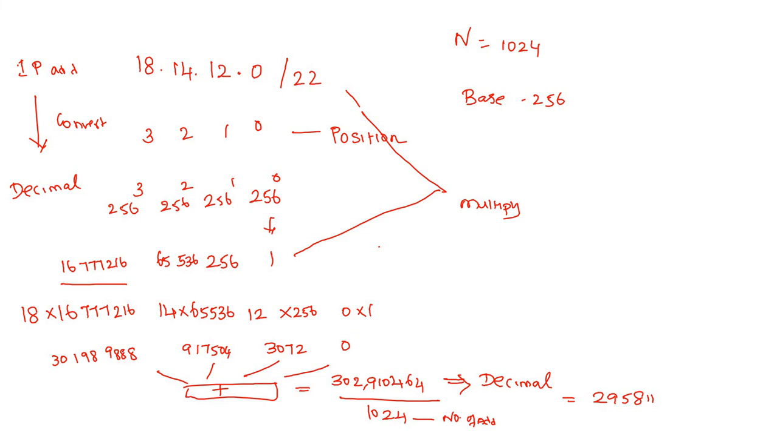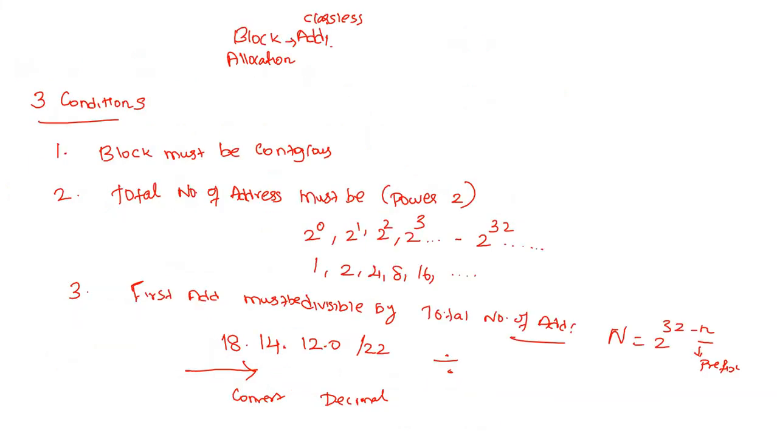To allot the blocks in classless addressing, we have to satisfy these three conditions. The blocks must be continuous. Continuous means, for example, if I allot 16 blocks, it starts from 0 and goes from 0 to 15. All the blocks must be continuous: 0, 1, 2, till 15.